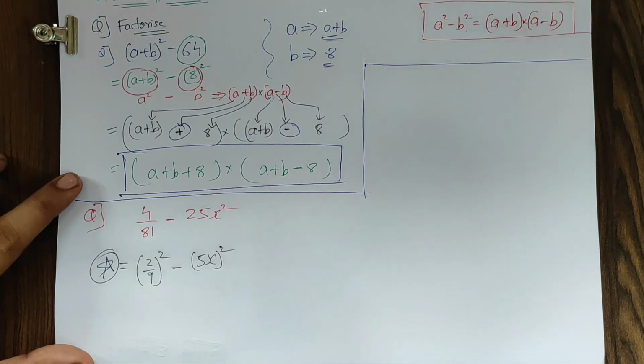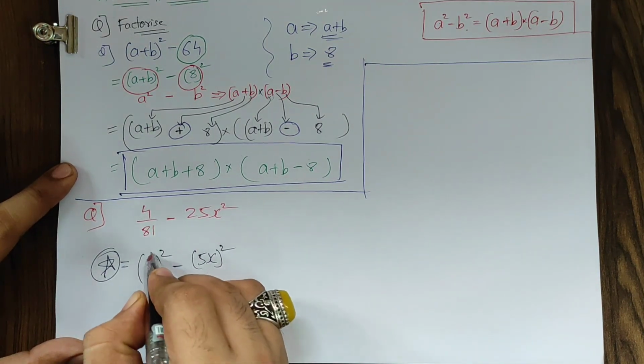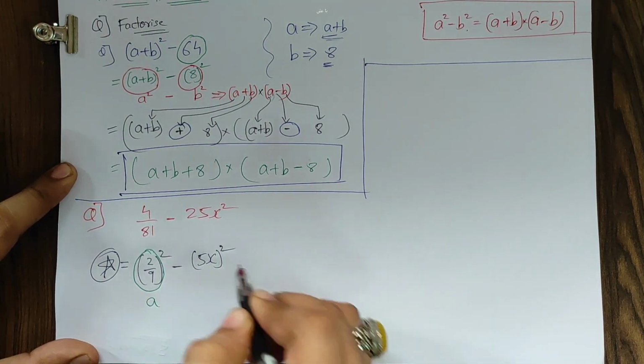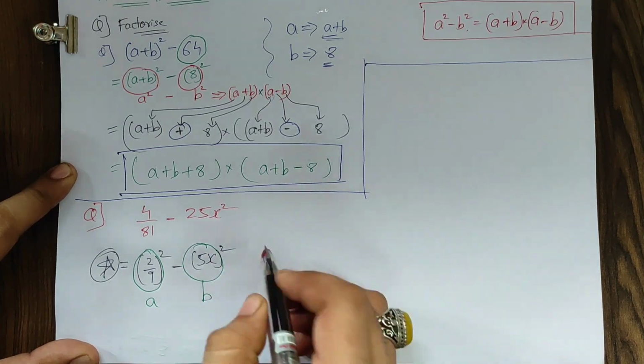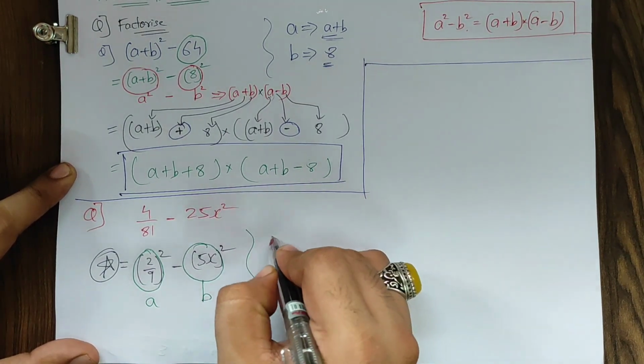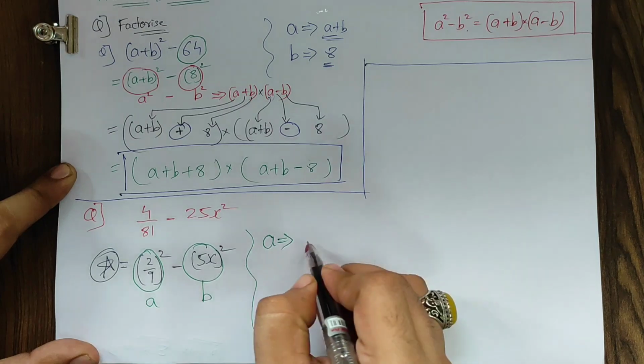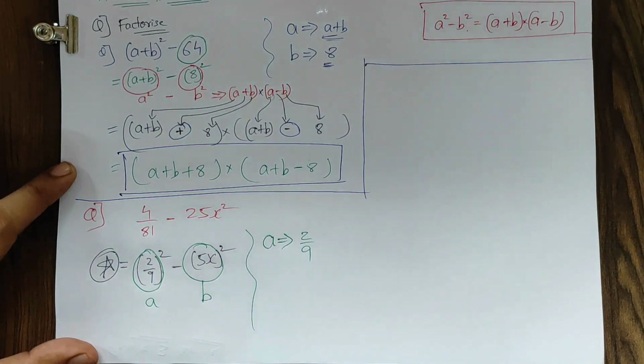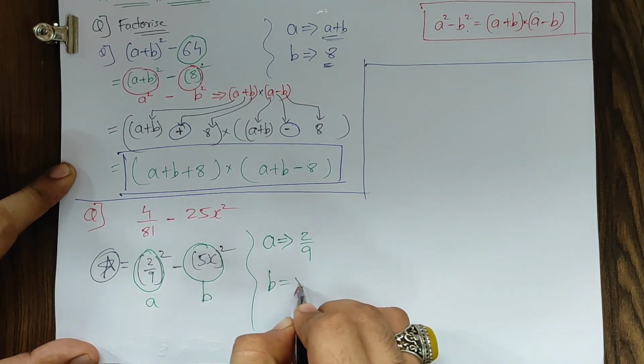Now students, once again in my submind, I am assuming कि ये 2 upon 9 is like a for me, and this 5x is like b for me. Once again please, I am assuming कि मेरा a कौन है in my submind? 2 upon 9. No need to write, you can assume this in your mind. And b कौन है? My b is like 5x.